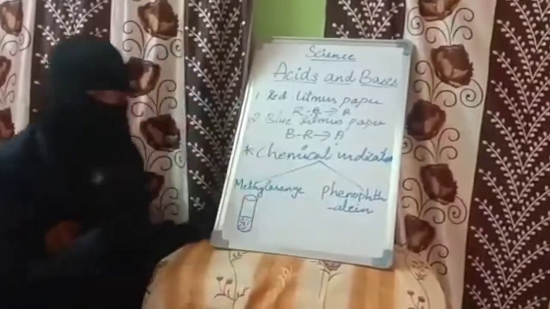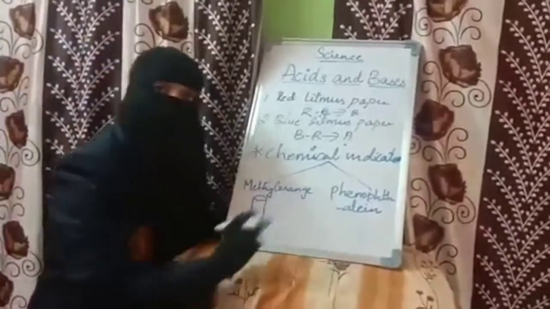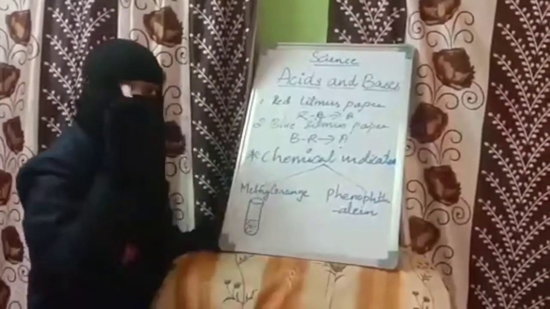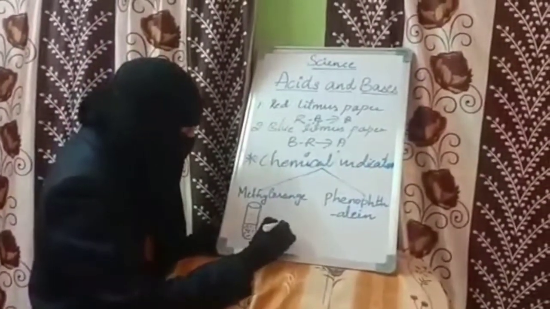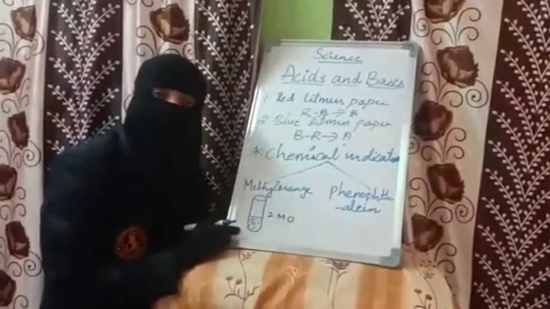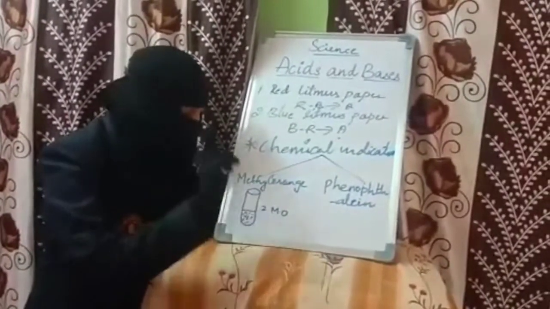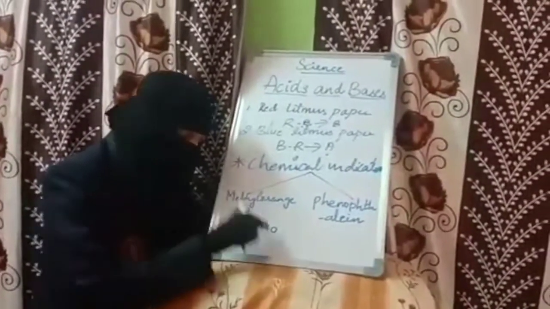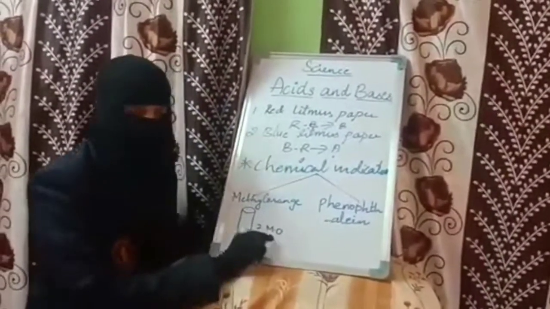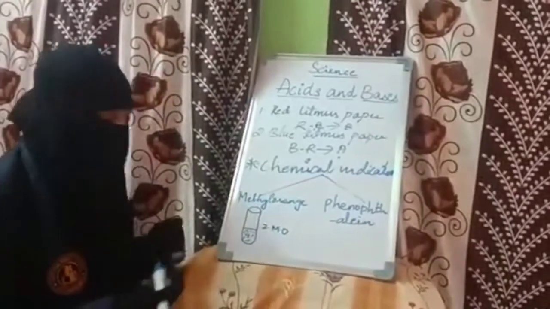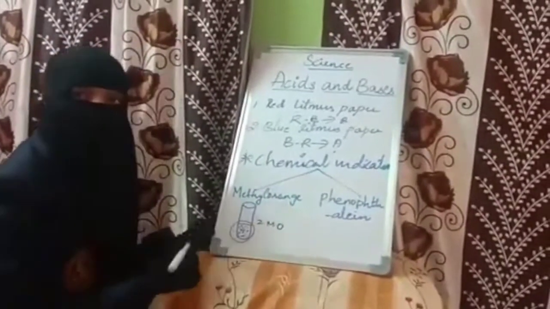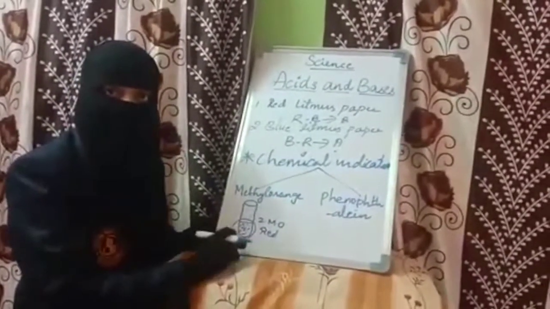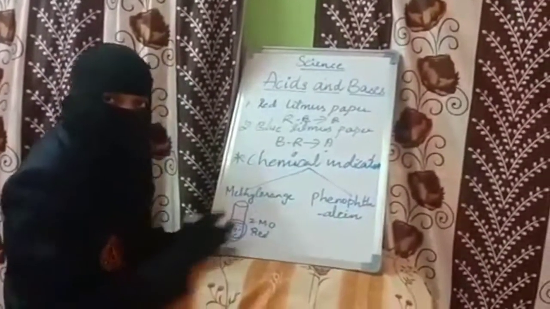So here, this one solution should be tested with both the chemical indicators. First I am going with methyl orange. First I am going to add 2 drops of methyl orange in this solution, with the help of a dropper. What is the color of orange juice? Orange in color. What is the color of methyl orange? Orange in color. Now, after stirring it properly, you will observe that this solution will change into red color. Okay, this you understood.